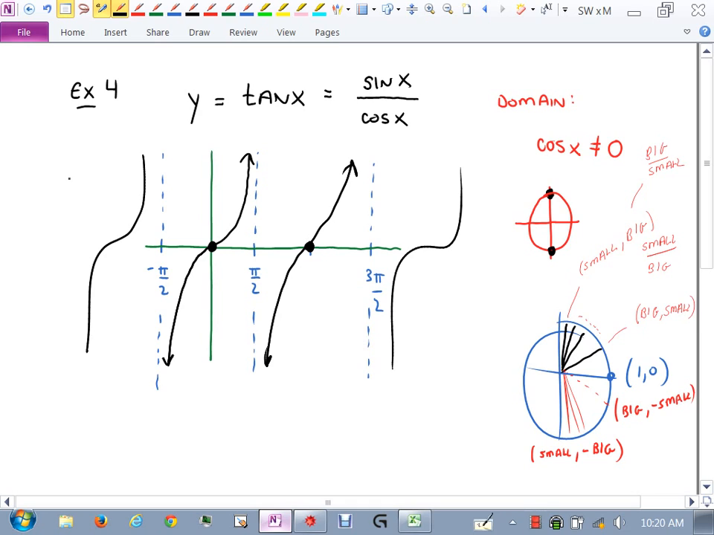So the period of tangent, how wide is the period of tangent? What's the distance between these two? Pi, right? It's pi over 2 in each direction. So the total period is pi.